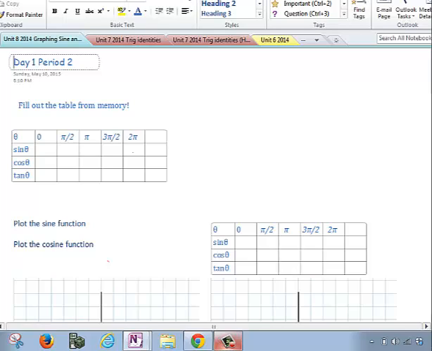Today we are working on day one of Unit 8, on sine and cosine functions. This video is on basic graphing of the sine and cosine functions. The first thing we need to do is remember our quadrantal value table, so I'm just going to fill that out real quick.